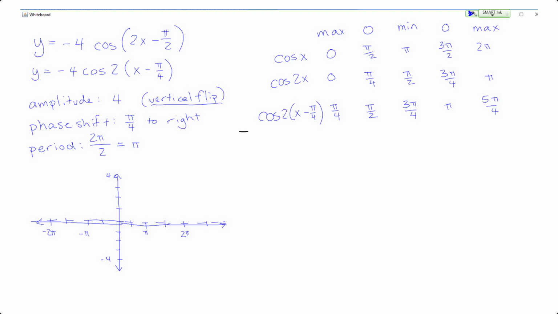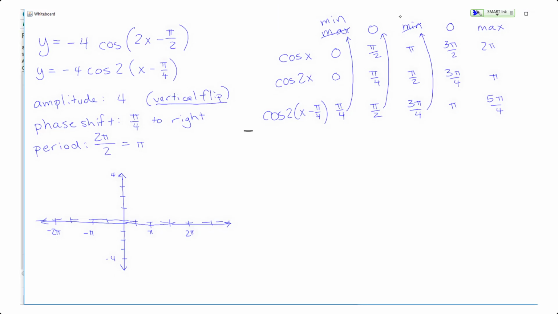Then the last change we have to take into consideration is the vertical flip. So basically, if you're flipping everything vertically, then at pi over 4, where you should be at your maximum, you're actually going to be at your minimum, because that's just flipped vertically. Pi over 2, you'd still be at 0. 3 pi over 4, you would now be at your maximum. Pi, you would be at 0, and 5 pi over 4, you would now be at your minimum. So everything just flips vertically.